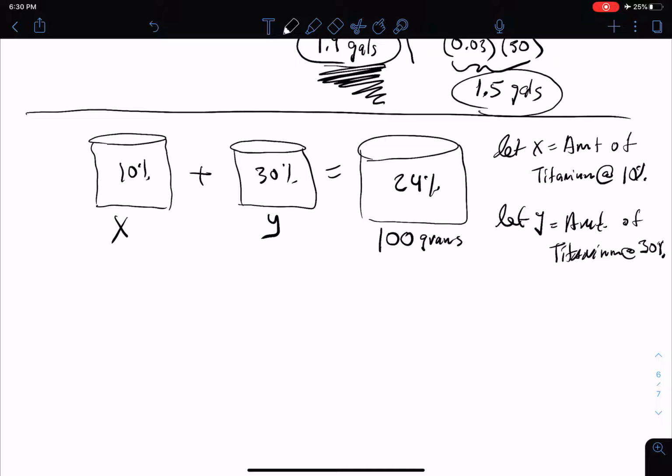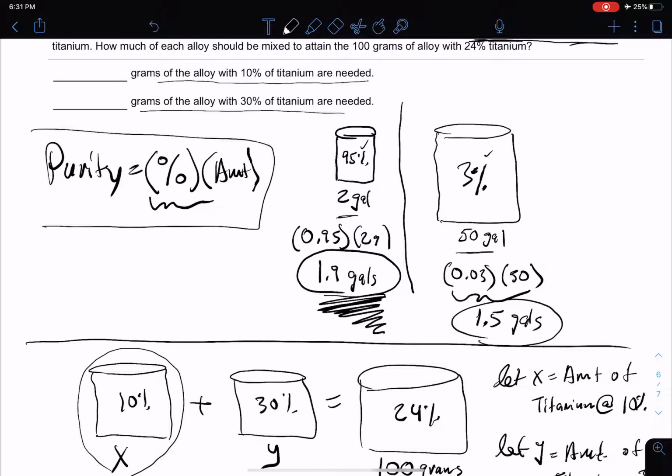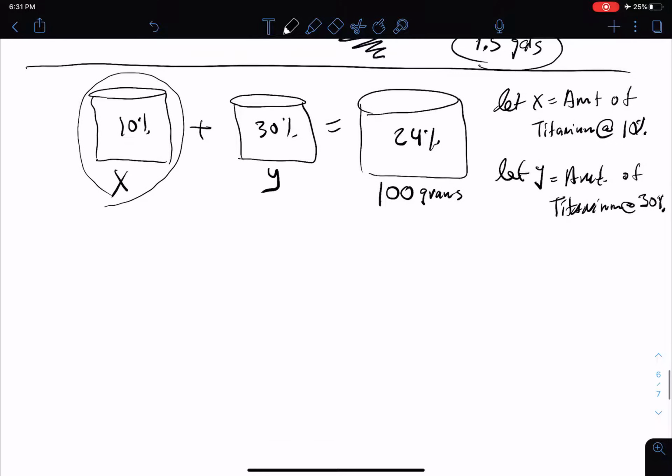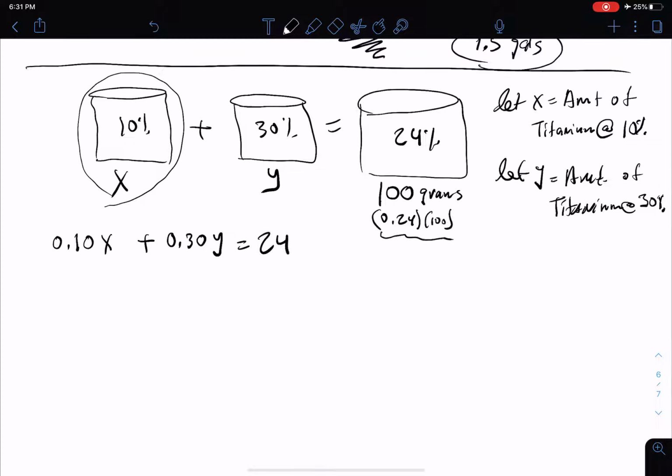So the hard equation is the one where you have to figure out the purity of titanium in this container. And that's just going to be percent, remember my little equation, percent times the amount. So that's 0.1 times x, plus the percent of the next container, 0.3 times y, equals 0.24 times 100. And that just moves the decimal to the right two places, so it's 24. So there's our first equation.